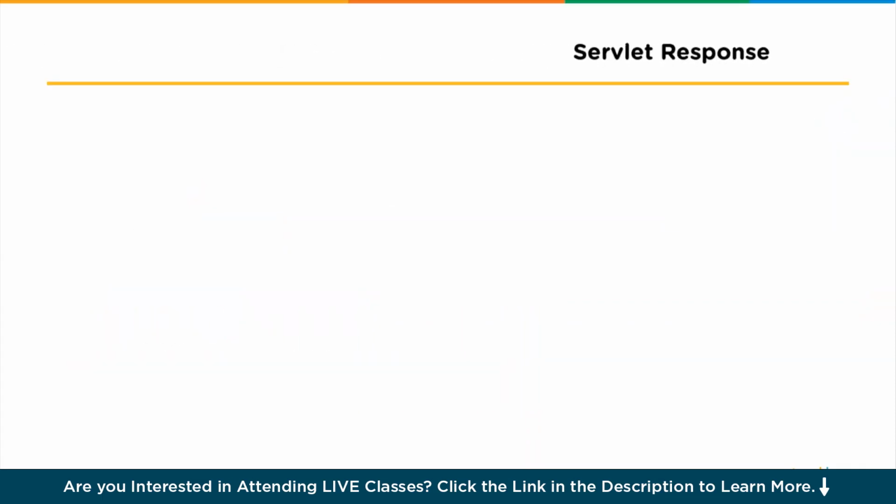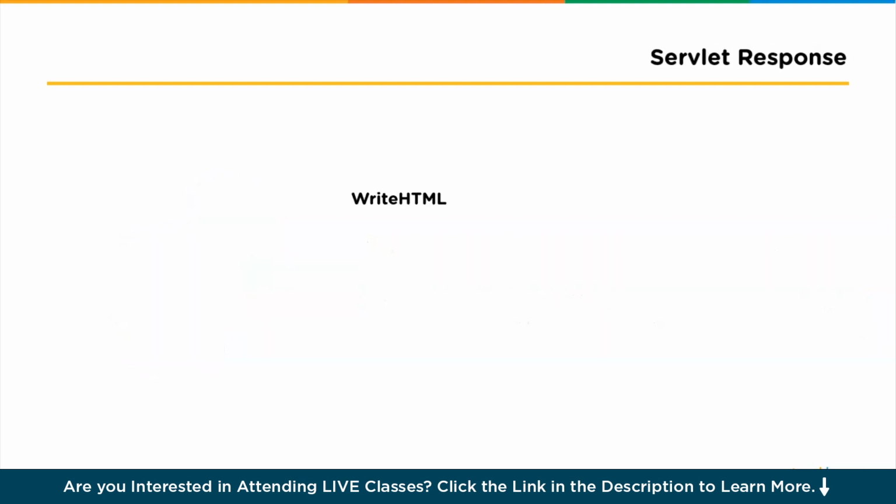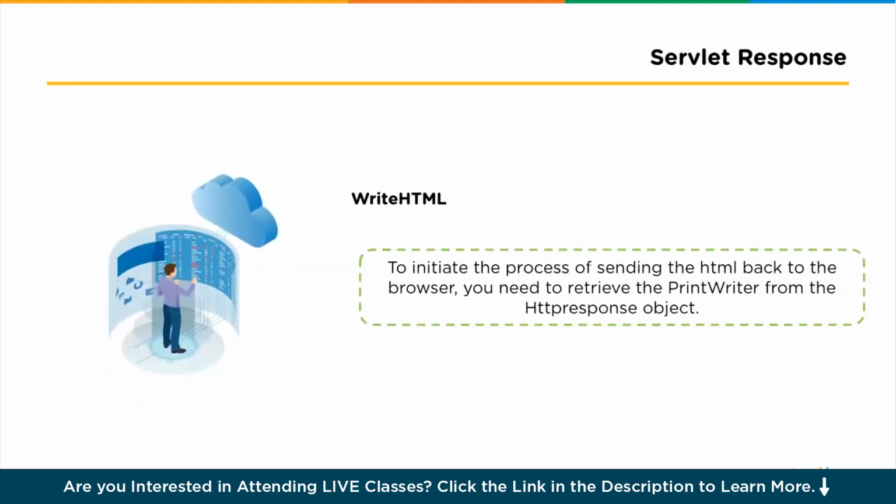In the response phase, we will deal with the first one, which is the HTTP response. The HTTP response object is used to represent the HTTP response to your request. A web application sends back a response page to the user as a response to the HTTP request from the browser sent to your web application. Followed by the HTTP response, we have the write HTML. To initiate the process of sending the HTML back to the browser, you need to retrieve the print writer from the HTTP response object. This can be done using the write HTML.